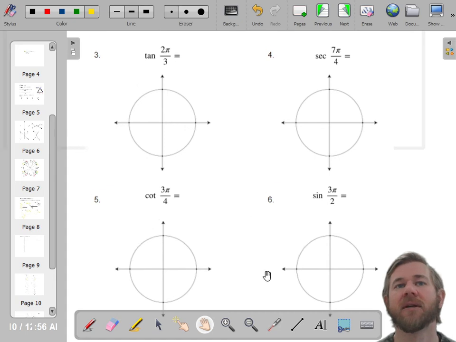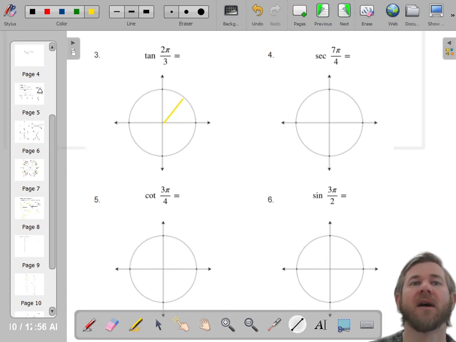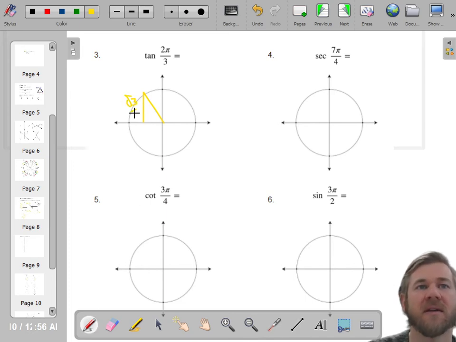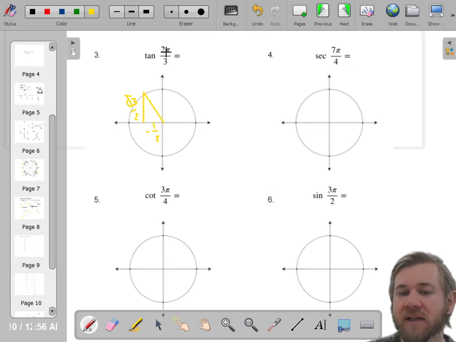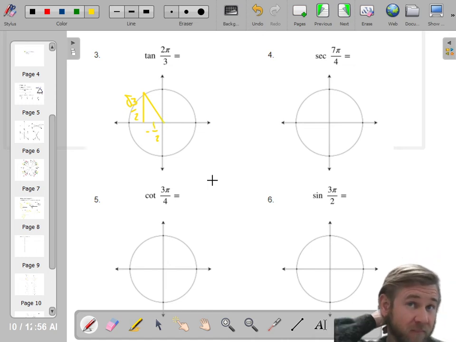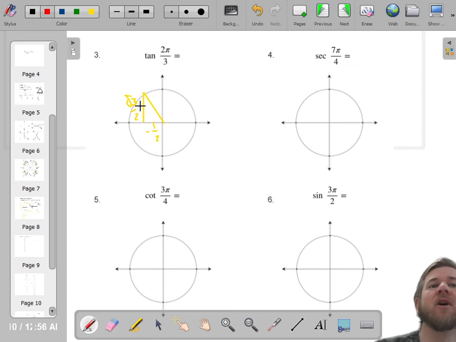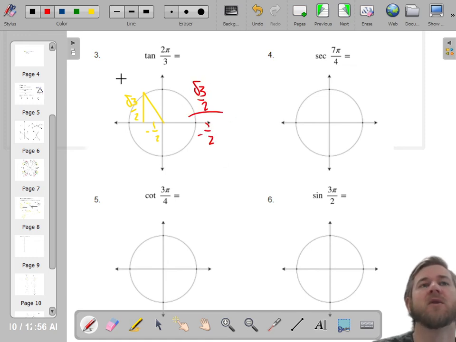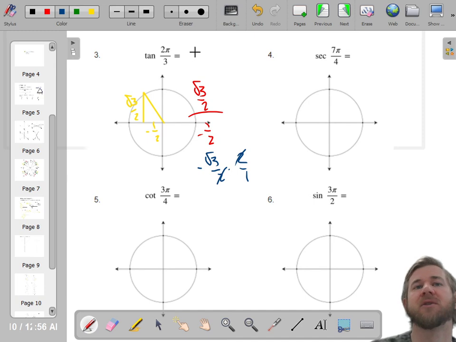Tangent of 2 pi over 3. Let's see. This is 1 pi over 3. This is 2 pi over 3. So we're in the second quadrant. Now tangent is a little tricky. Okay. This is a 60-degree reference angle because it's pi over 3. So for tangent, you got to do opposite over adjacent. Radical 3 over 2 divided by 1/2. Which means you got to copy, change, flip. Radical 3 over 2 times 2 over 1. It's still negative. The 2's cancel, and you get radical 3, and it is negative.